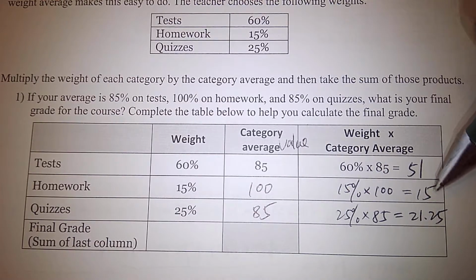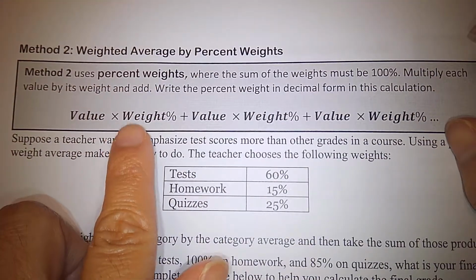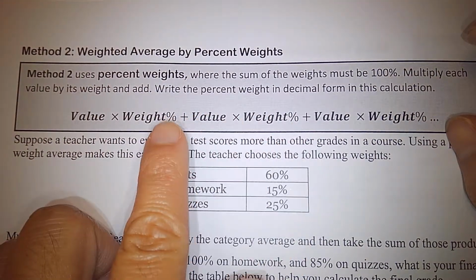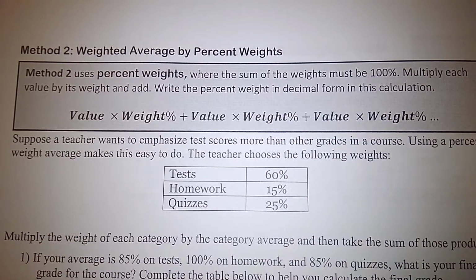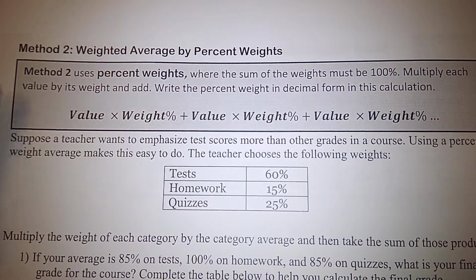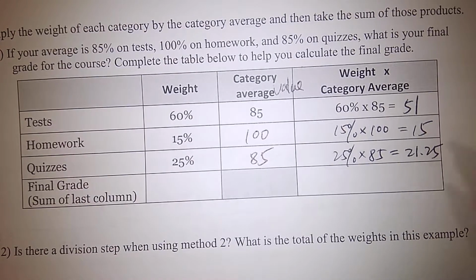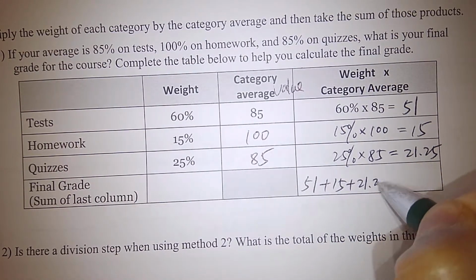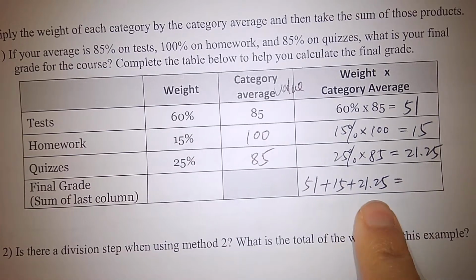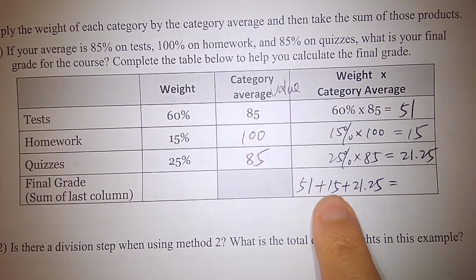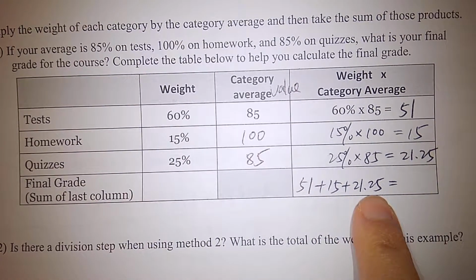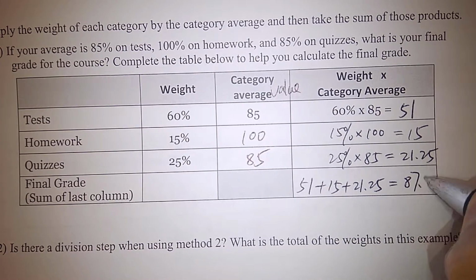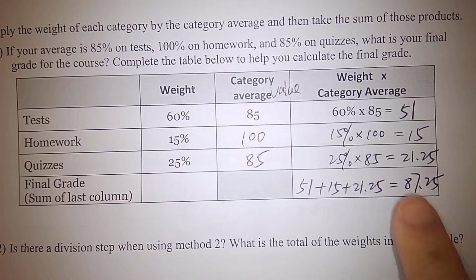Now once we have these products, how do we deal with them? We add them up. That's it. No more dividing. So we add up 51 plus 15 plus 21.25. It gives us what? 87.25. So the student should get a B, right?